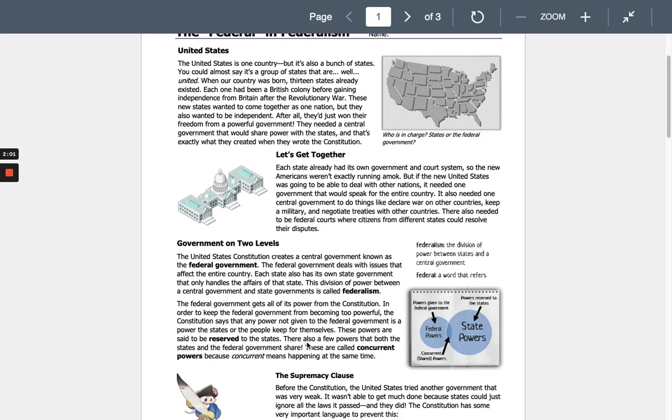There are also a few powers that both the states and the federal government share. These are called concurrent powers because concurrent means happening at the same time. And as you see with the overlap of these two circles, there are exclusively federal powers, exclusively state powers, or reserved powers, and the concurrent or shared powers.